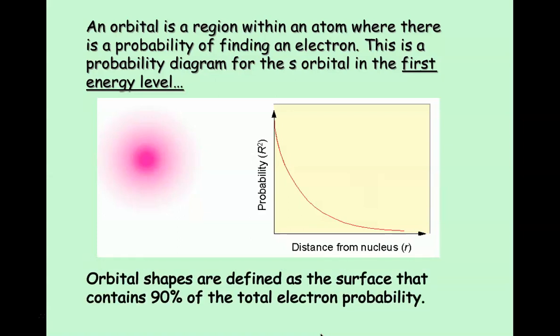We know that orbital shapes are ultimately defined with their mathematical function to basically contain 90% of the total electron probability. Everything here is probability. Nothing is absolute. So the 1s electrons have a very high 90% probability of being pretty close to the nucleus.